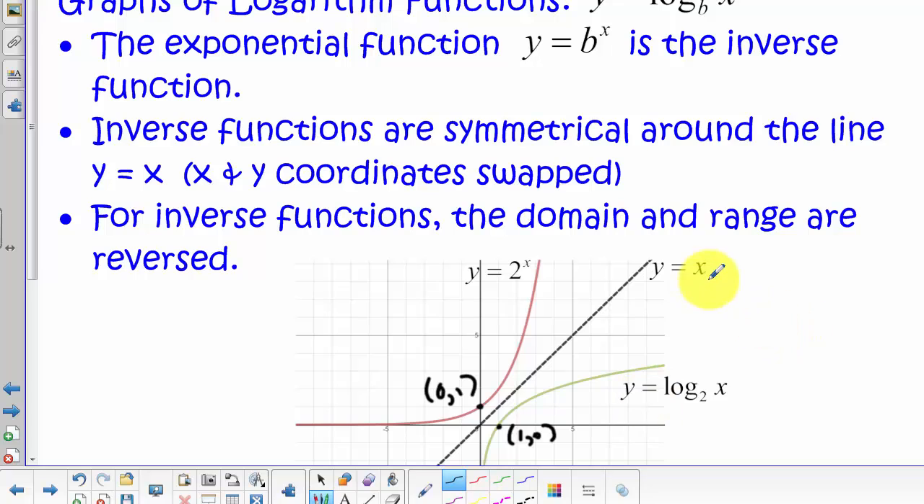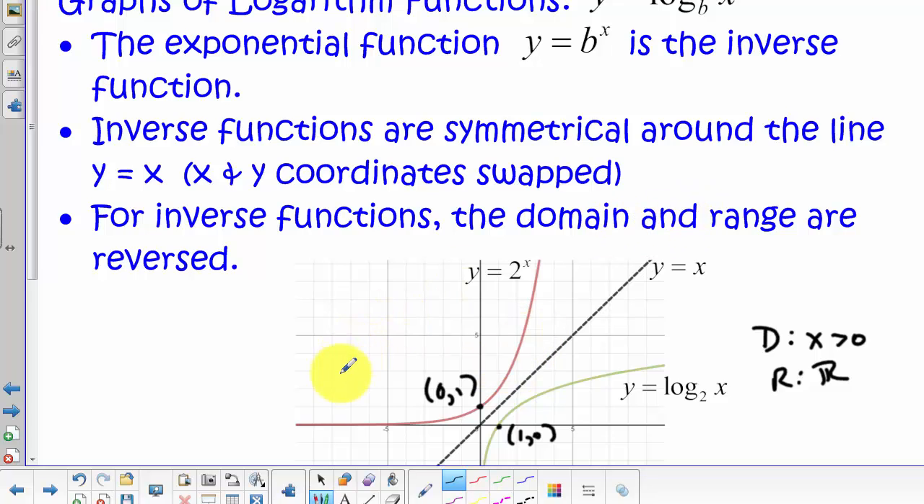So we can see here that the domain and range are reversed. For log functions, the domain in this case is only x values that are positive, and the range, because it goes from positive to negative infinity, is all real numbers. So our domain and range are reversed.